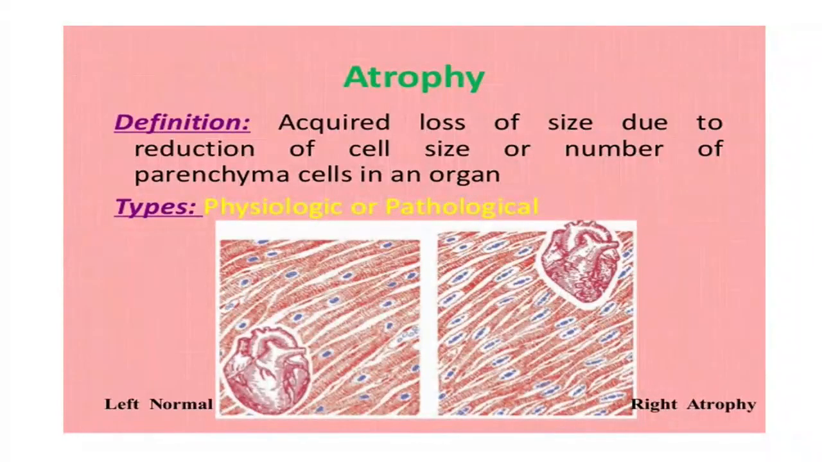Atrophy, shrinking. You can see the left heart, small here, which is normal. You can see the striations. You can see the right one here, it is shrunk, and look at what is happening. The striations over here are smaller. So, atrophy is the acquired loss of size due to reduction of cell size or number of parenchymal cells in an organ. When there's a reduction in the size or number of parenchymal cells in an organ, we're looking at what? Atrophy. Meaning that it is shrinking.